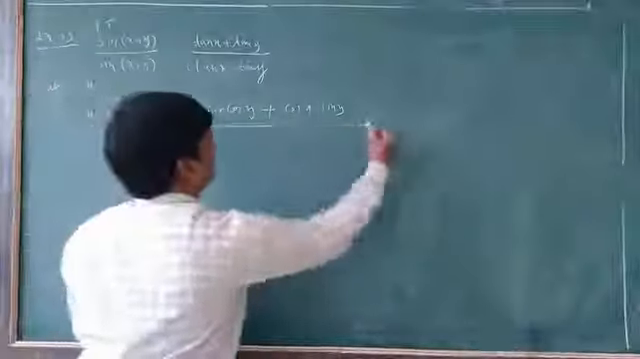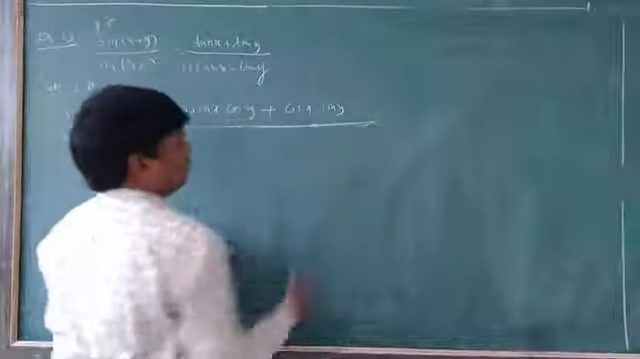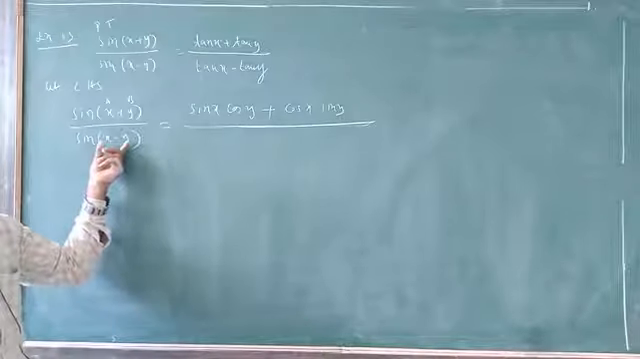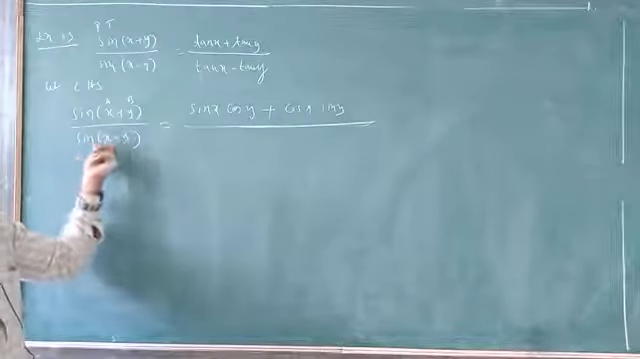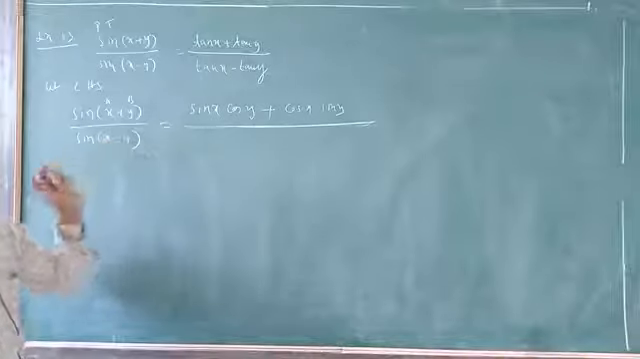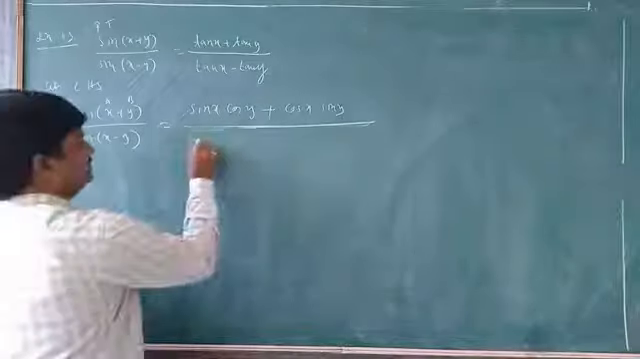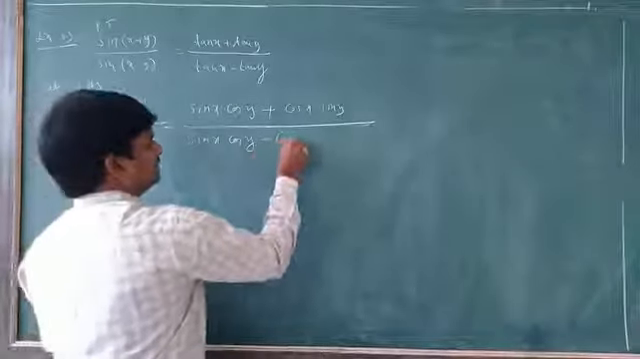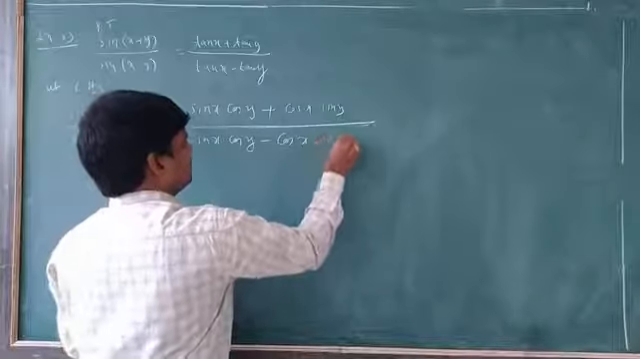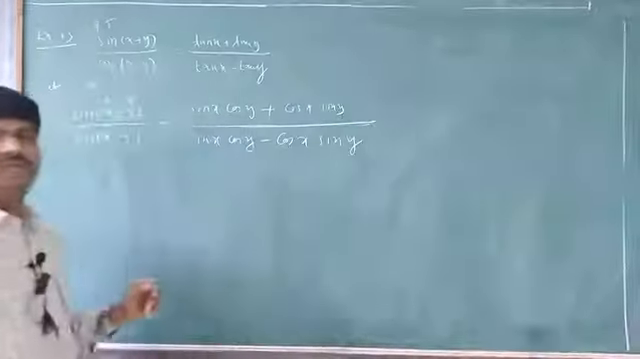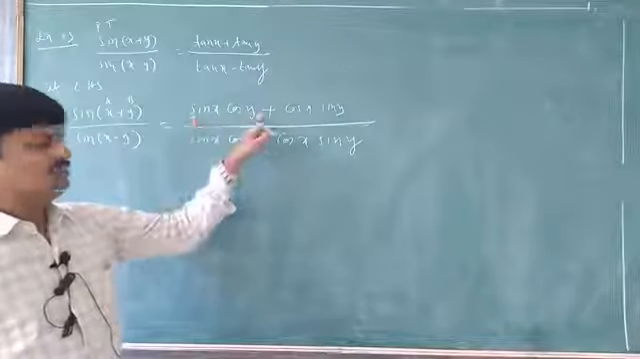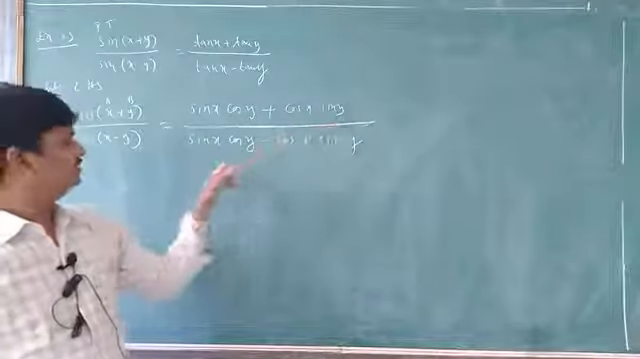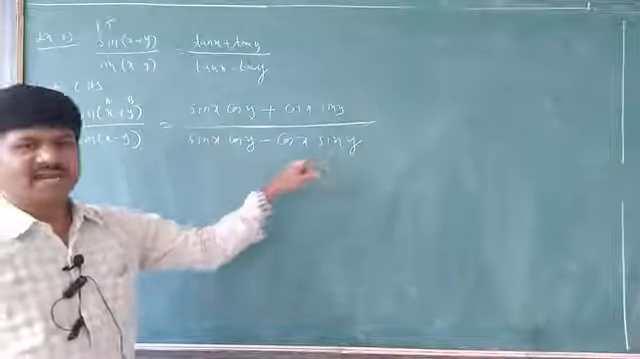By, what is the denominator? Sin of x minus y, which means sin of A minus B. Sin A cos B minus cos A sin B. Okay, just observe here. This one is in terms of sin and cos only.